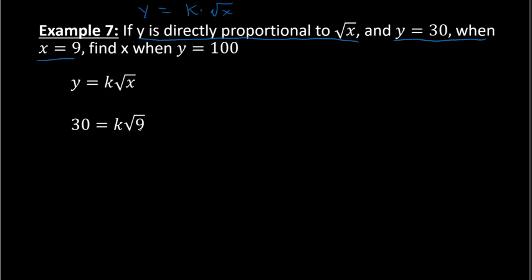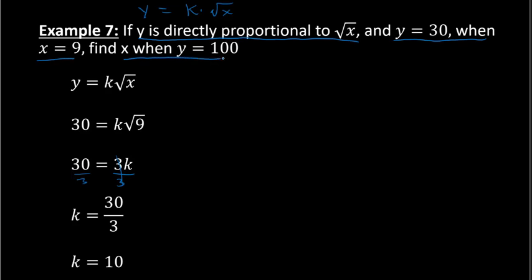So the square root of 9 is 3. So I have 30 equals 3 times k. Solve for k by dividing both sides by 3. So k equals 30/3, which would equal 10. So I'm not finished yet, but I can use this k to find x. So I now look at scenario 2.